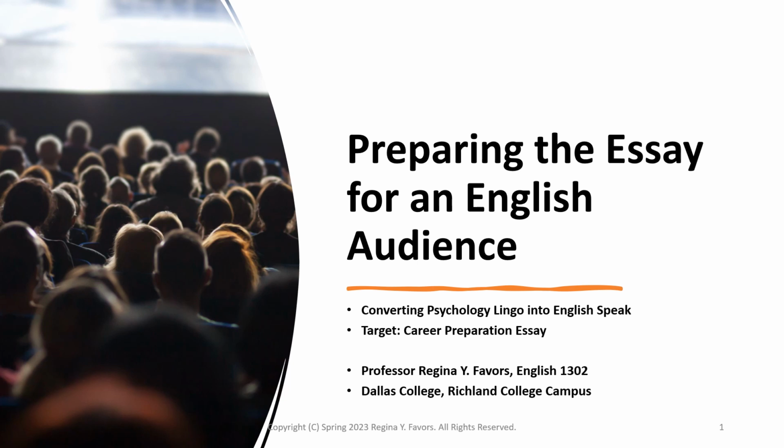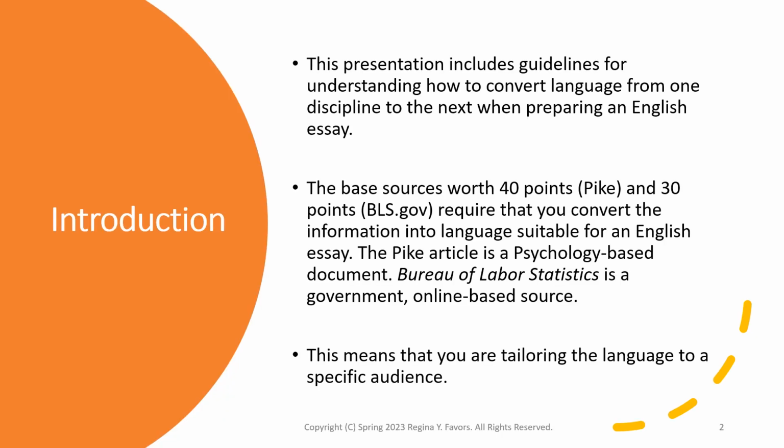So this is the brief lecture on preparing the essay for an English audience, and you are converting psychology lingo to English speak. This presentation includes some guidelines for understanding how to convert language from one discipline to the next when preparing an English essay. The base sources were 40 points for Pike and 30 points for Bureau of Labor Statistics, and they required that you convert the information into language suitable for an English essay.